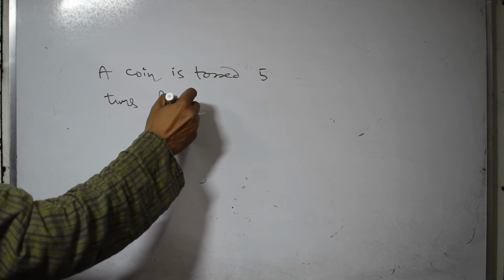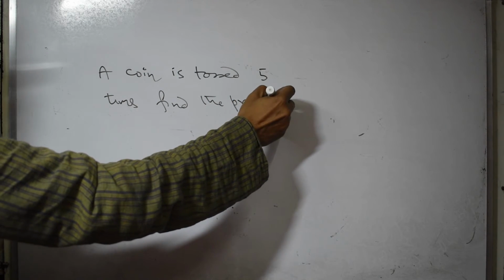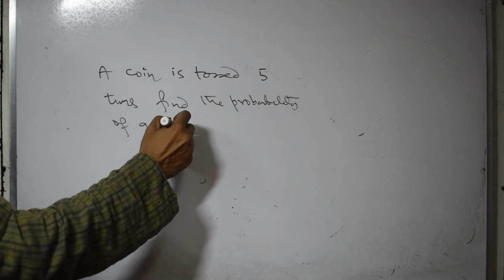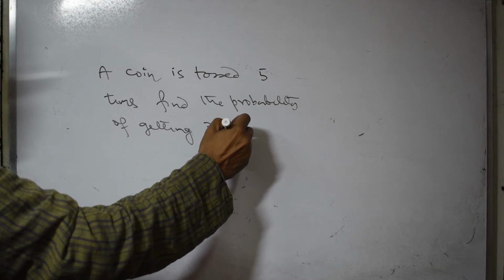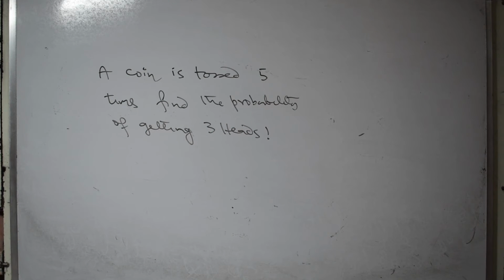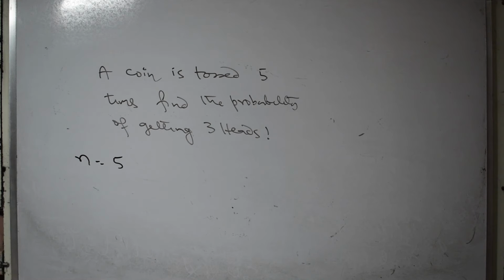Find the probability of getting 3 heads. Now, in this case, we can apply binomial distribution. Why? We can do it without applying this formula, but it's a good scope to use this formula, because if we look at the problem, n times repeated, that is 5 times.